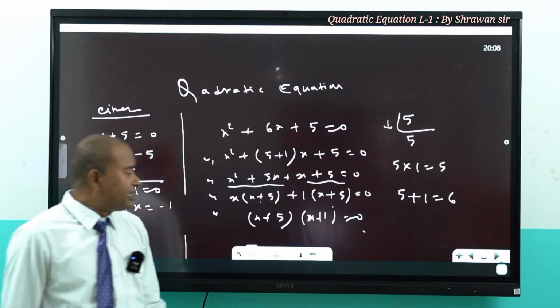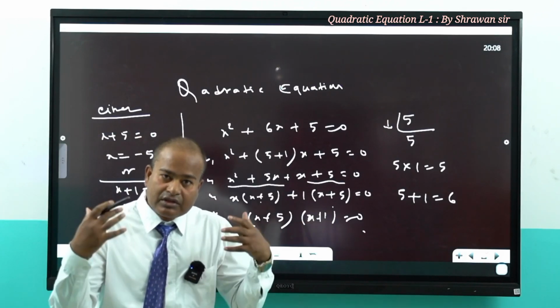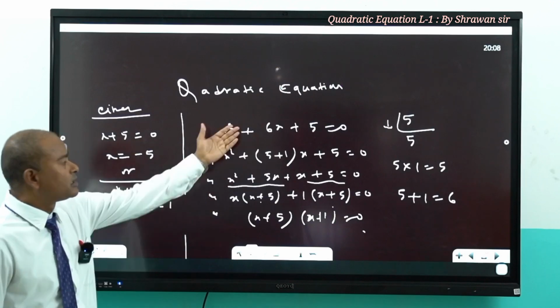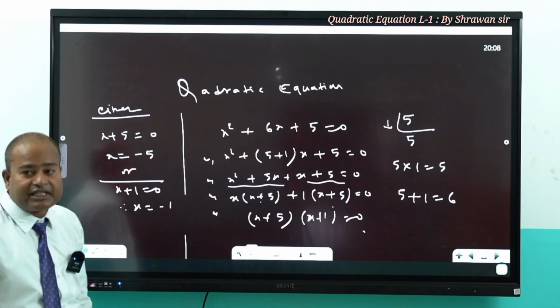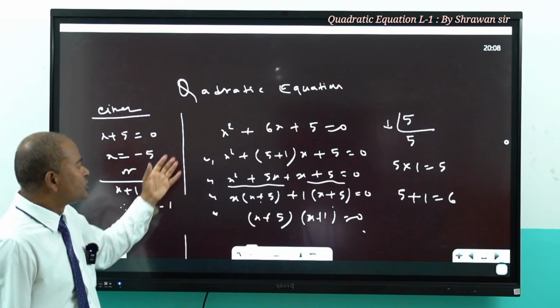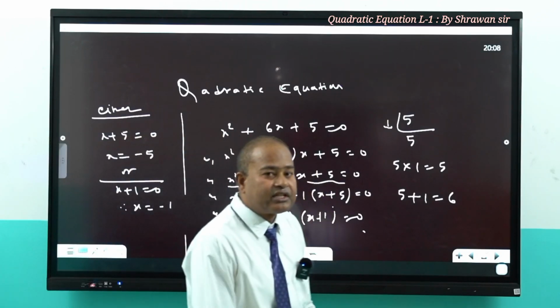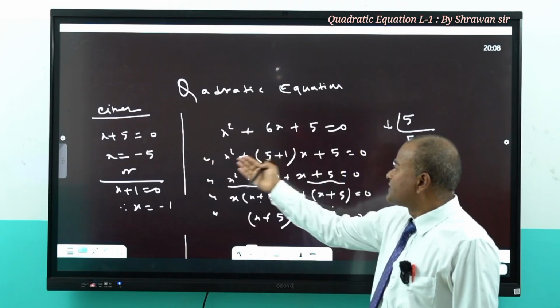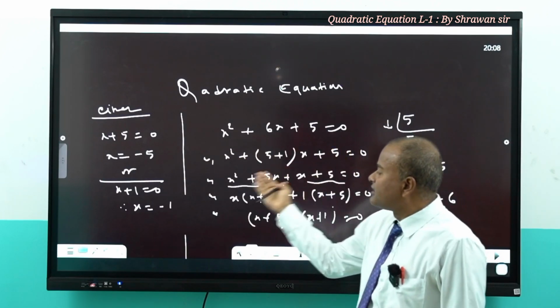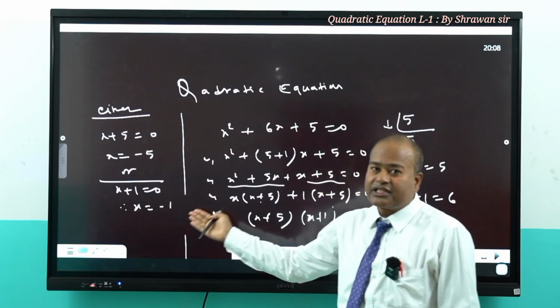So in this way we have got two solutions, or we can say two roots of the given quadratic equation. The first one is x is equal to minus 5, and the second is x is equal to minus 1. We can check whether our solution is correct or not just by putting the first value of x in the given quadratic equation, and next time putting the value of x is equal to minus 1.